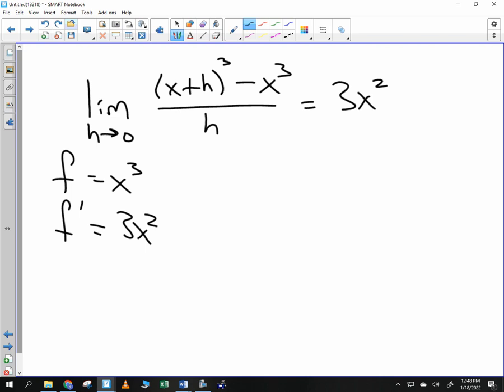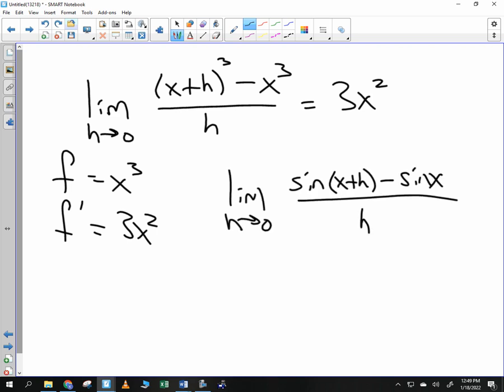So what if I wrote this? The limit as h goes to 0 of sine of x plus h minus sine of x all over h. What's the function?